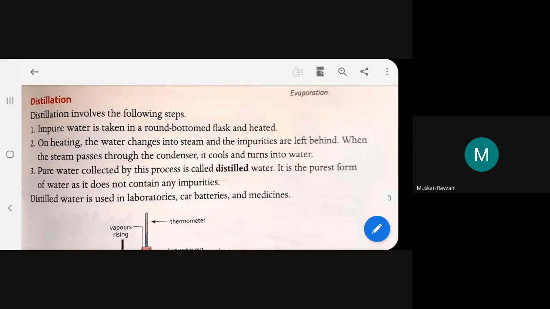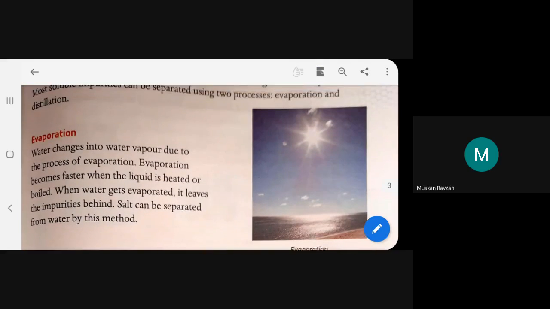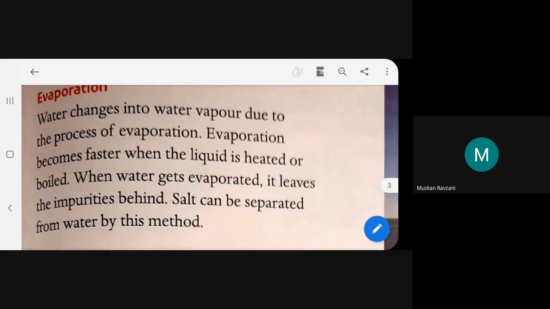Yes beta. I can't understand this process, evaporation. Okay, listen. Water changes into water vapor due to the process of evaporation, do you know that or not? Yes, ma'am, I know. So when water converts itself into water vapor, that process is known as evaporation. You can take a bowl, add some tablespoons of salt inside it, and pour some water also. Now, when you put it on the gas stove, because of the heat, water will start changing itself into water vapor, beta.